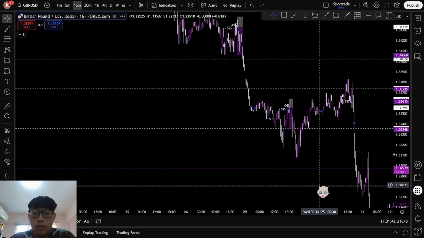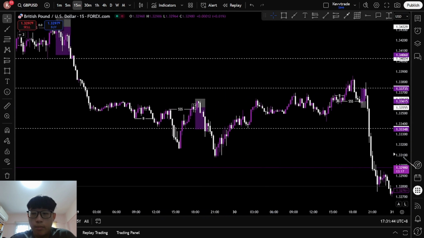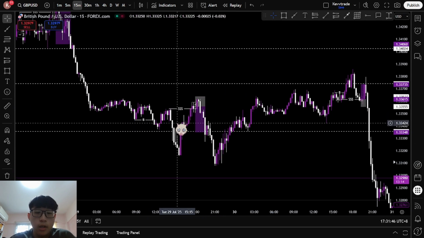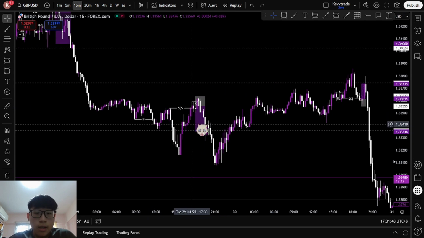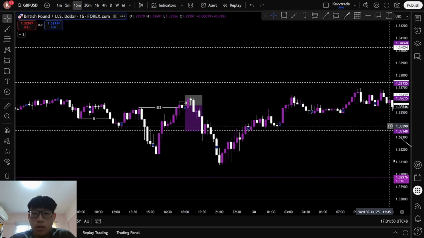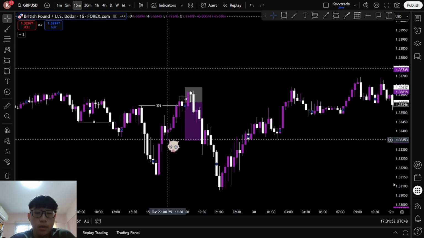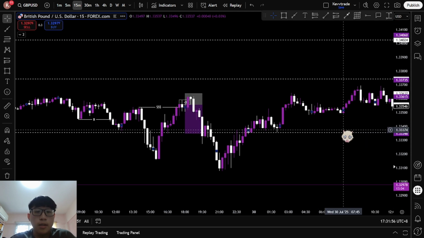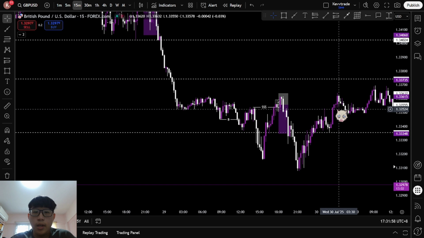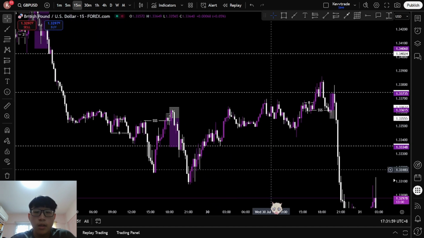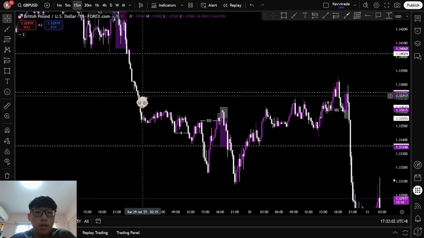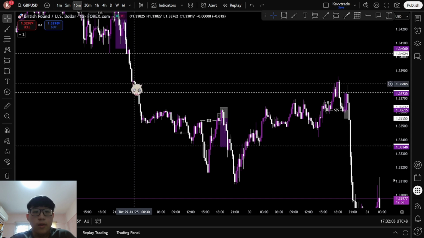And since my bias was already bearish, and price actually swept this area earlier, I'll just keep my TP, as you can see here, at a low. So I'll just keep my TP here, and it hits. And on Wednesday, it's actually a different case, because it's a retested zone of this area right here.